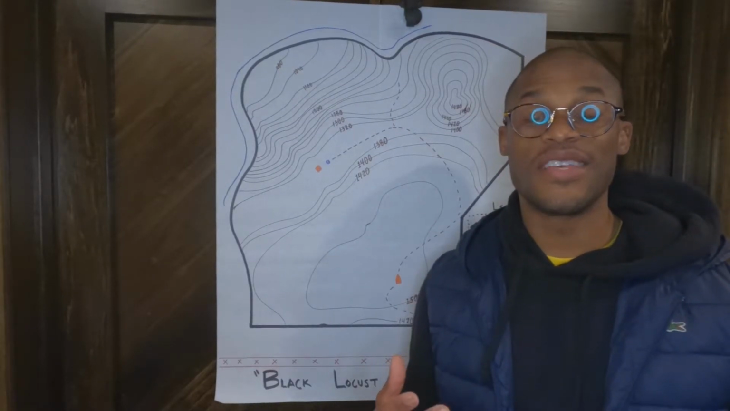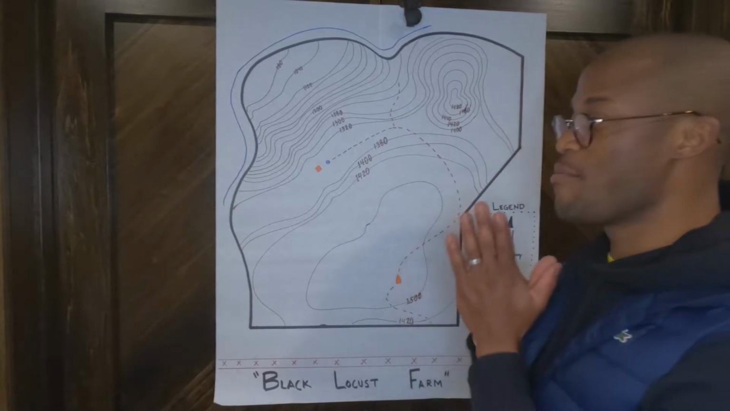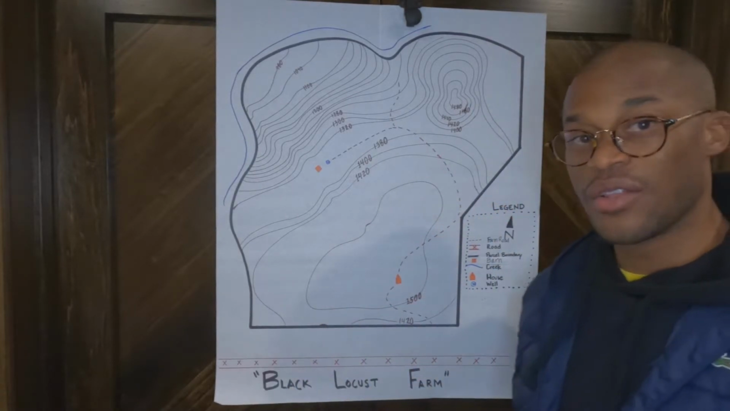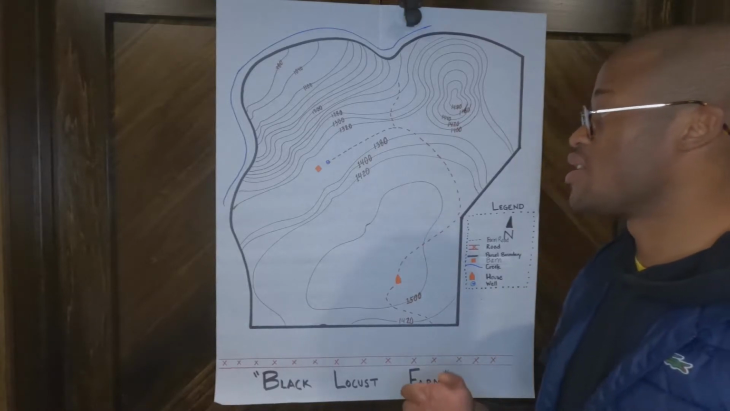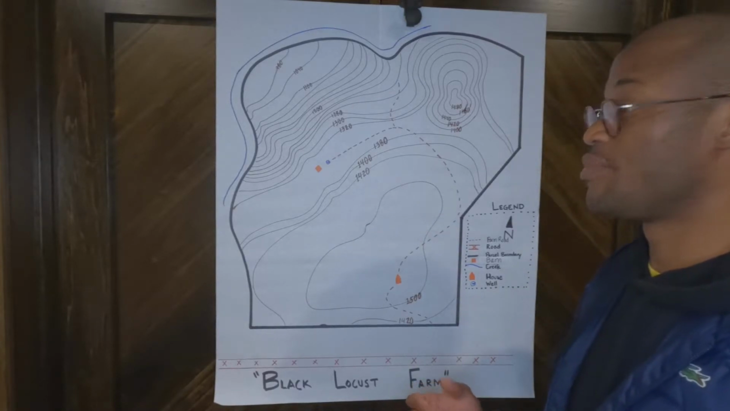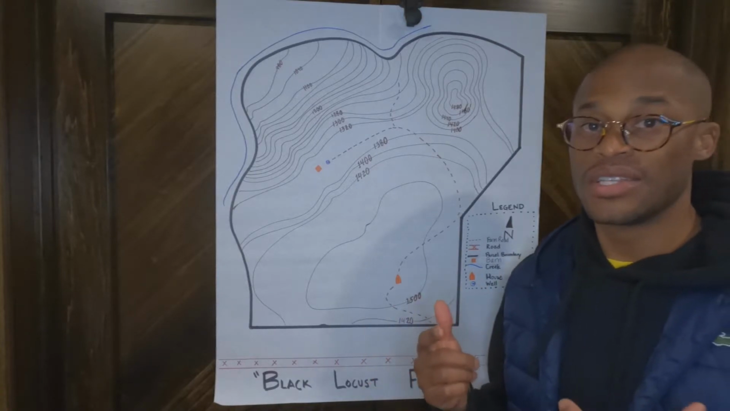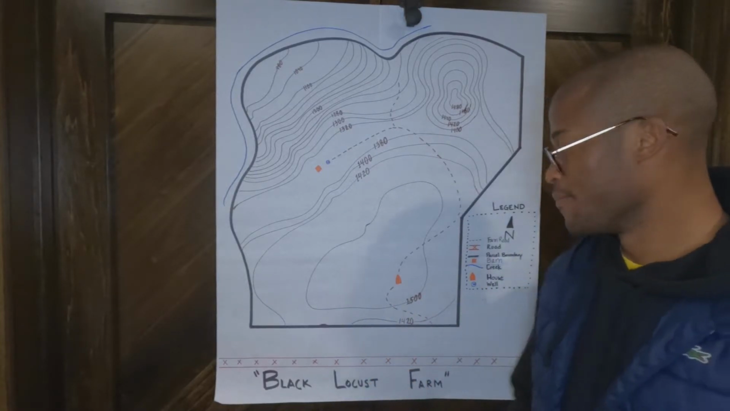Okay, so here is the how-to. We have an imaginary piece of land here that I've named Black Locust Farm, and I just want to take you through the basics of a map, number one, and then the basics of topographical map reading.